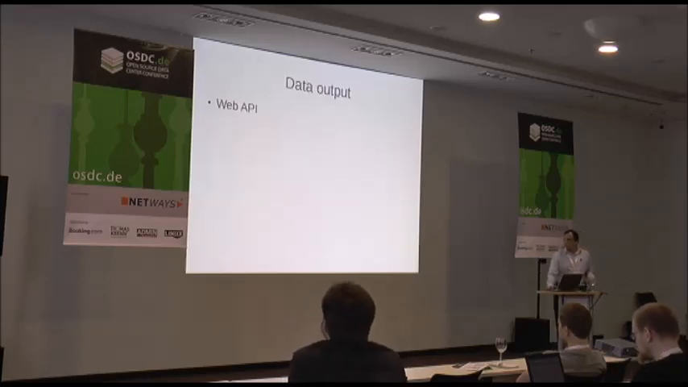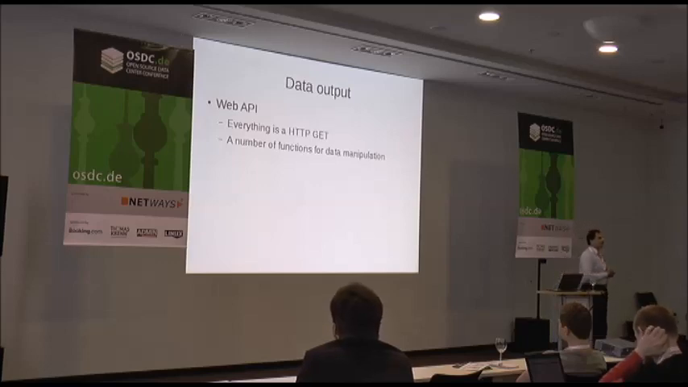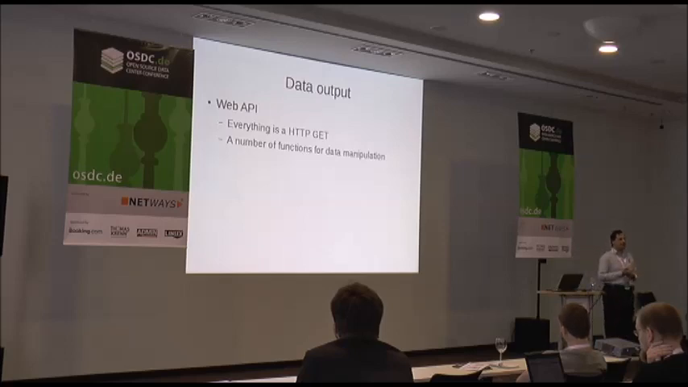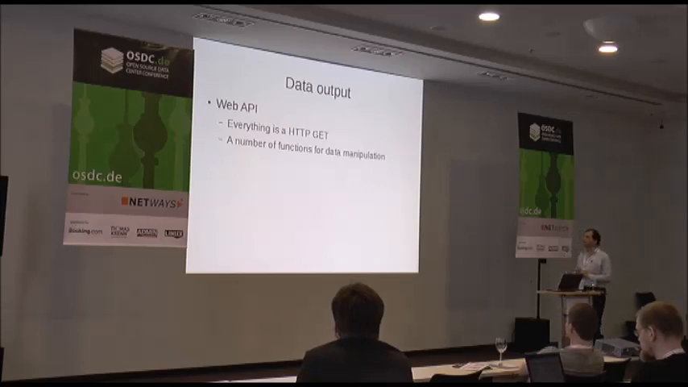Right, so the output web API, everything is a HTTP GET. This makes for some horrible, horrible URLs. And we have run into the size limitation of a web server that says, your GET request can only be so big. No, damn it. We need more. And it offers you a number of functions for data manipulation. I'm assuming most people can go look up the front end or the API. It's easier than spending time describing that.